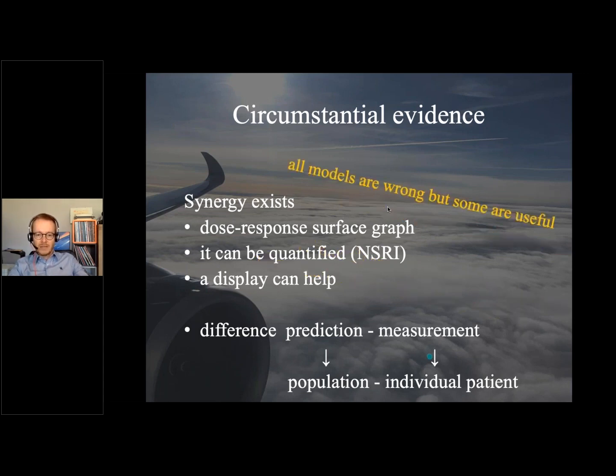Please keep in mind that in pharmacology, they make models. And models are developed and studied in a population. So they predict a certain response, a certain effect. So the model may work or may not work for your individual patient. You could check this with a measurement.